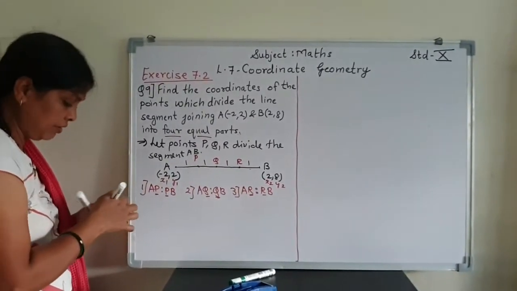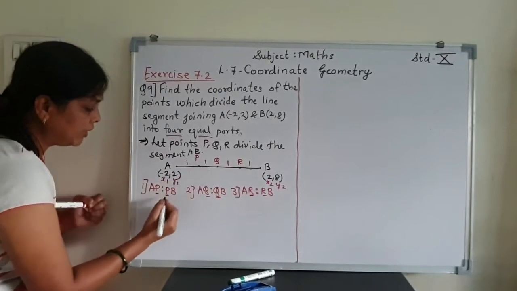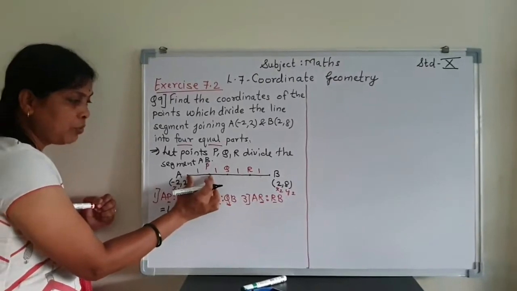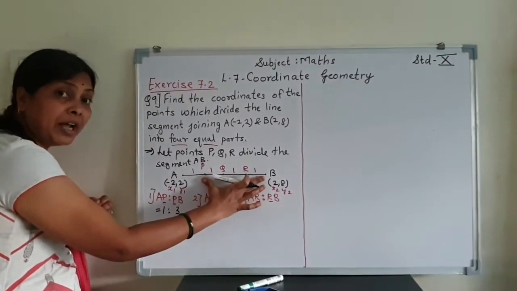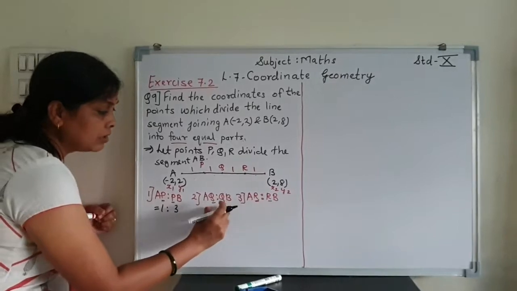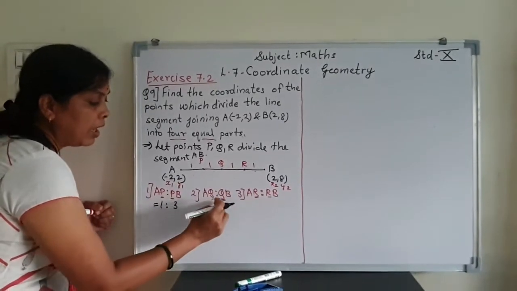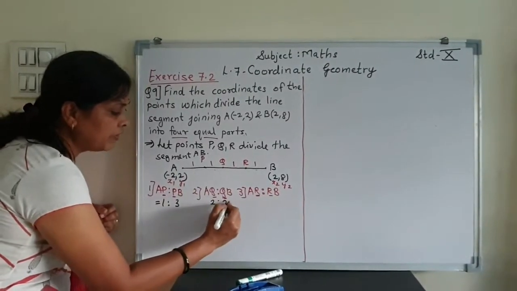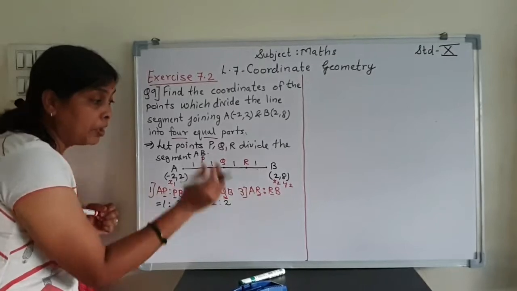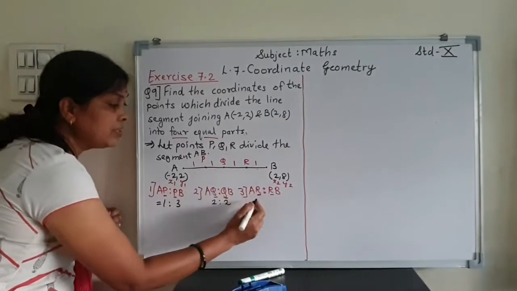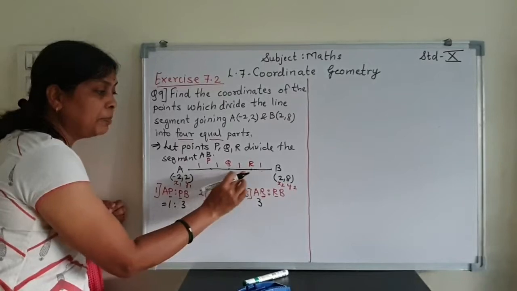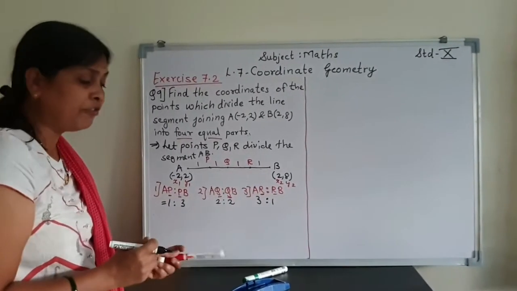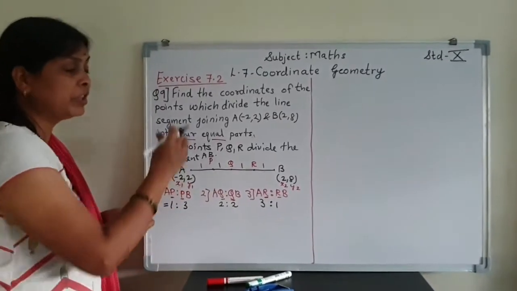And now in terms of numbers, how do we write the ratios? AP is 1 is to 3. This is one part, and 1 plus 1 plus 1 gives us 3. Ratio of AQ and QB is 2 is to 2. So here we can use the midpoint formula. Here AR is 1 plus 1 plus 1, 3 is to 1. Now here in all cases we have found the ratio with the given information.